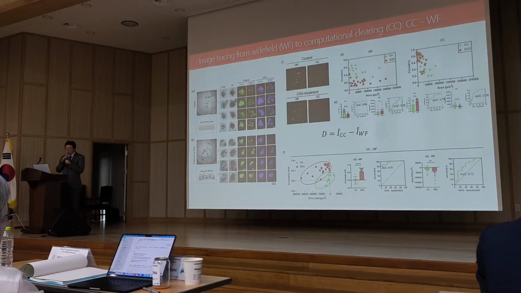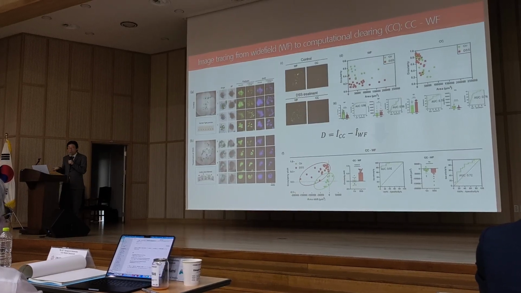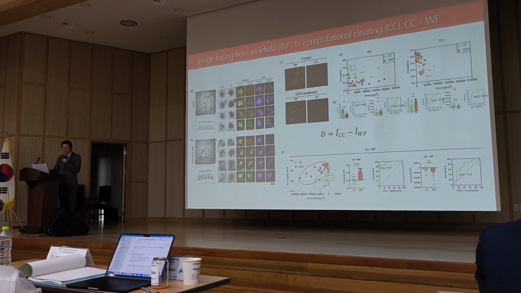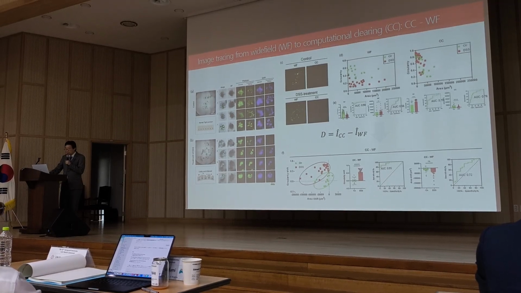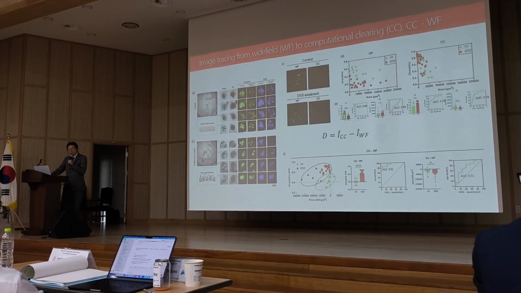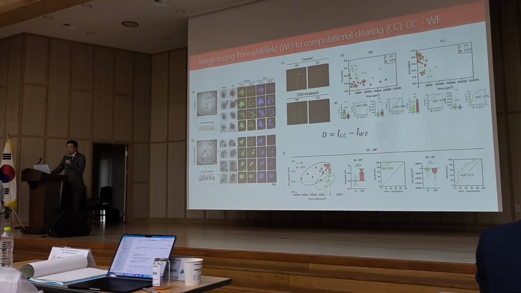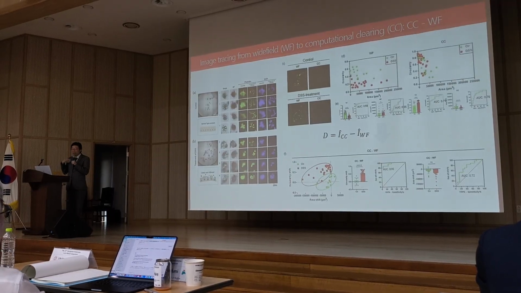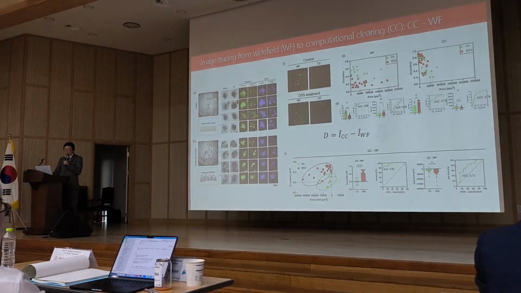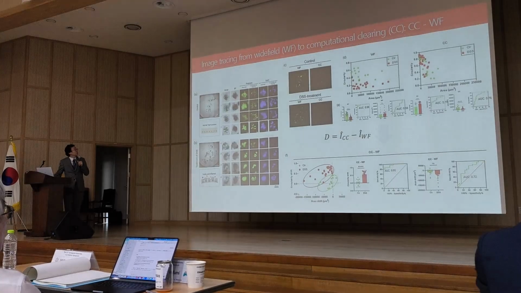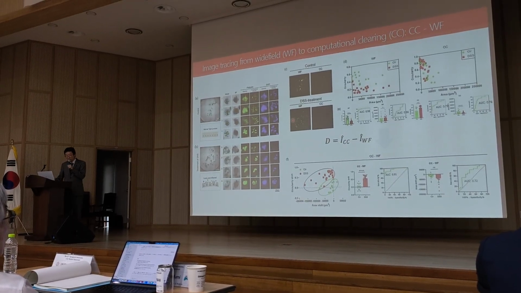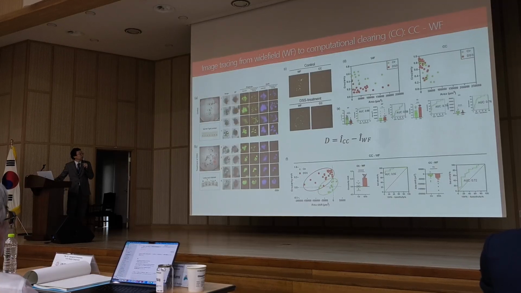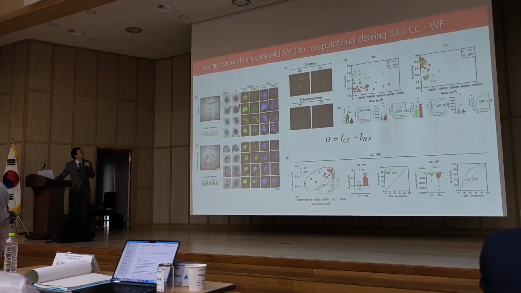So finally, we would like to explore our hypothesis, a kind of image tracing. This image tracing means tracing from wide field to computational clearing, so CC minus WF. This is our suggested hypothesis. Here is the intact organoid, and this is the inflammatory organoid.